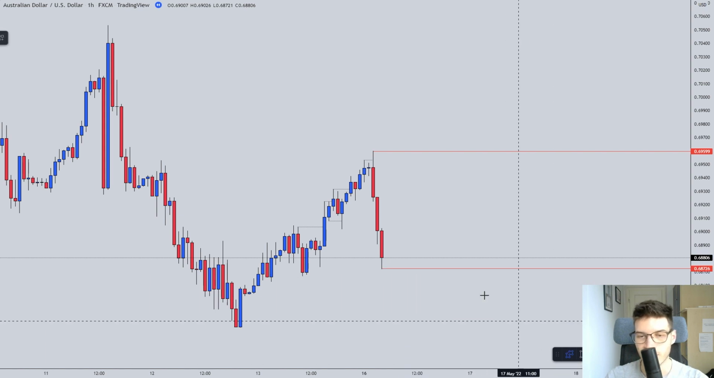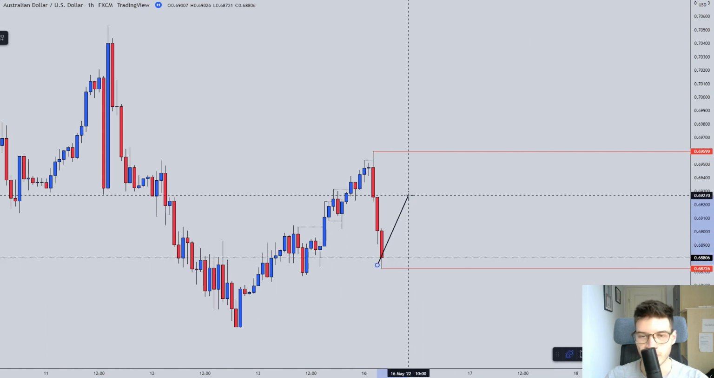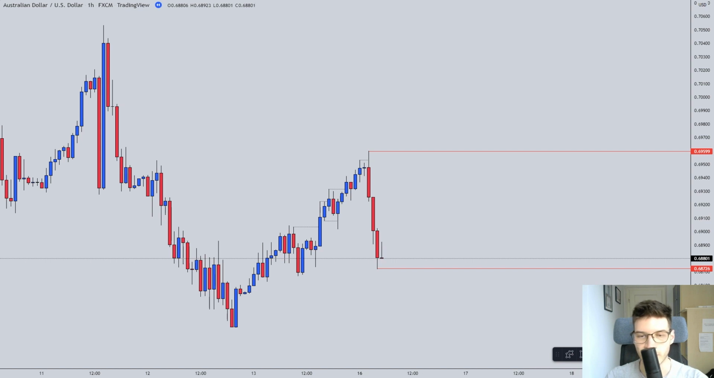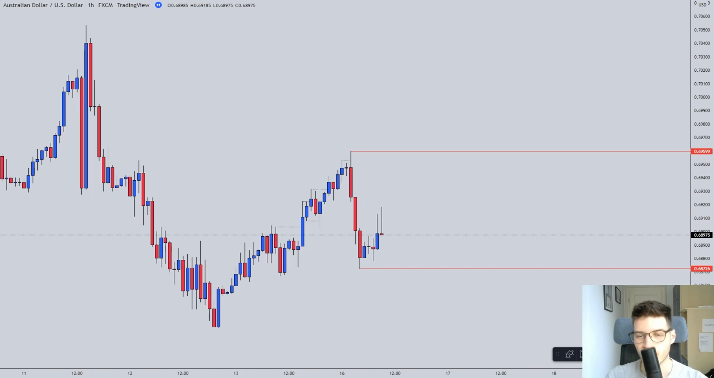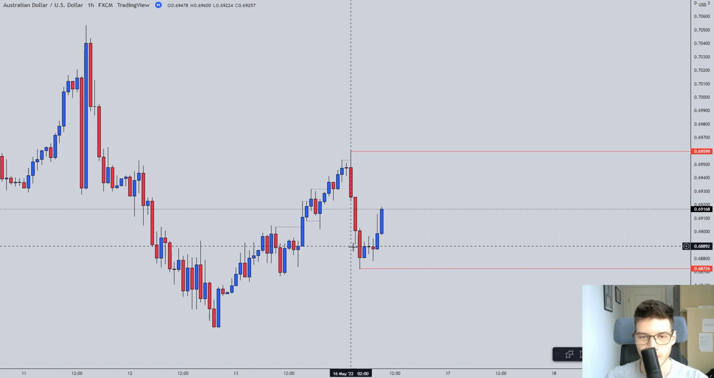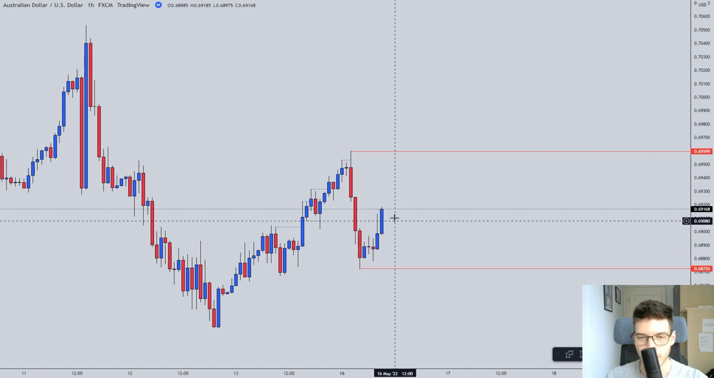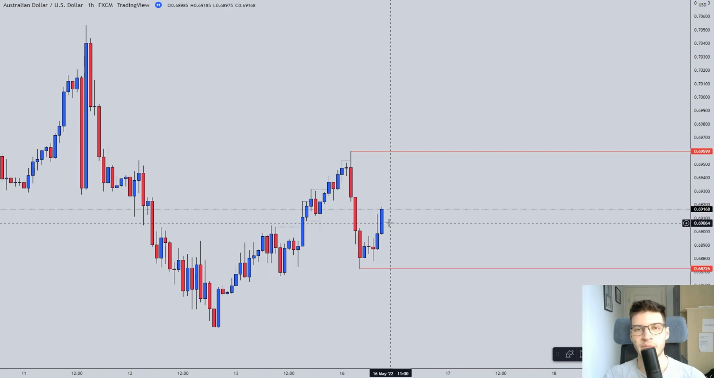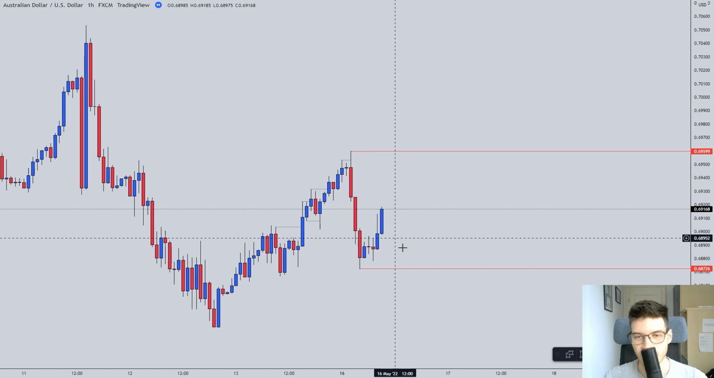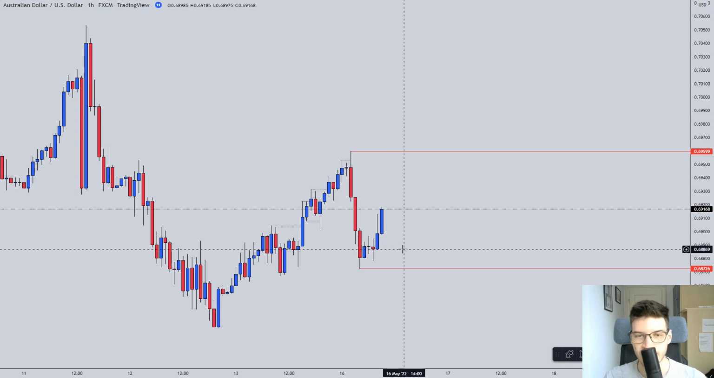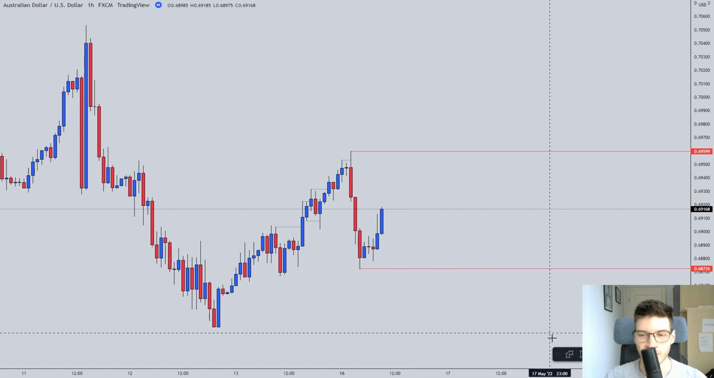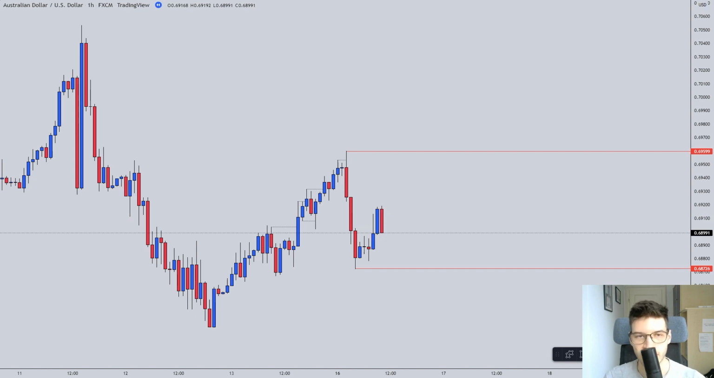But what I didn't want to see is an aggressive retrace to the upside, which we actually got. So we got this aggressive retrace, which doesn't fit my plan. So at this point I was not looking for any trades because we got a momentum shift, we got an aggressive retrace, and it is Monday when we need to be a bit more careful. So this was definitely not a trade for me and did not fit my plan at all.